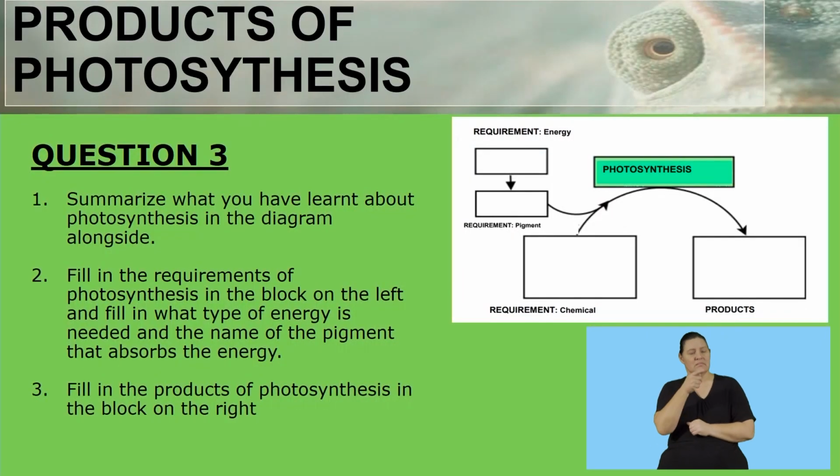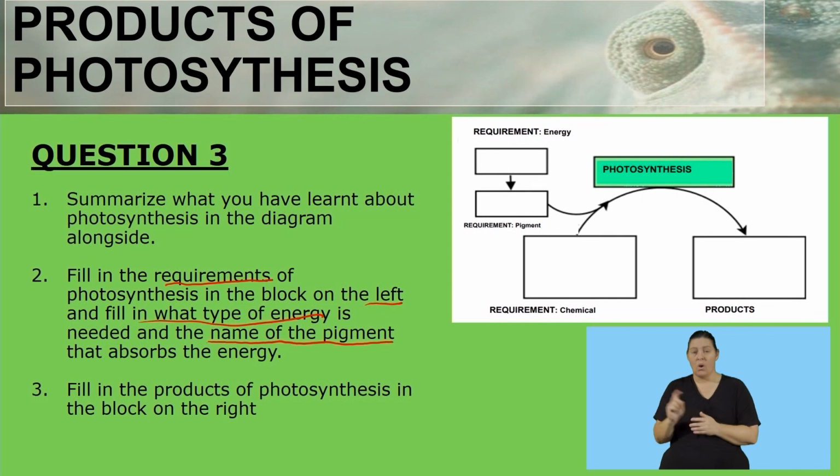So the next one is actually quite simple. Here you are going to have to summarize what you have learned about photosynthesis in the diagram alongside. How do you do that? You do that by filling in the requirements of photosynthesis in the blocks on the left-hand side and fill in what type of energy is needed and the name of the pigment that absorbs that energy. So it already tells you what to put where, because it tells you that it requires you to put in the requirements, right, in the left, and fill in what type of energy is needed. And also it tells you that you need to put in the name of the pigment that is needed.